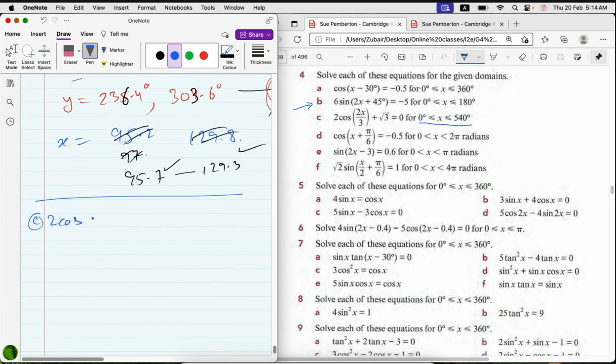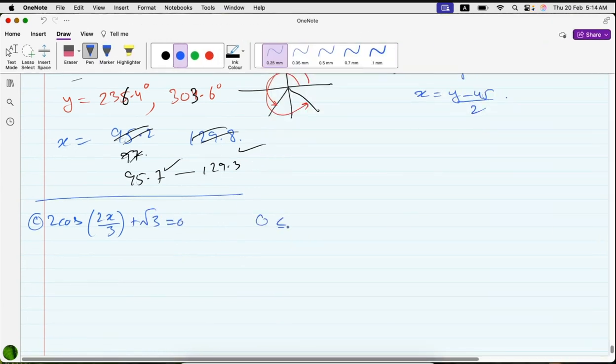C part says 2 cos of 2x over 3 plus square root 3 is equal to 0 from 0 to 540. 0 is less than or equal to x is less than or equal to 540. So if I change that into y, 2 cos y plus square root 3 is equal to 0. So I have to multiply it by 2 and divide by 3. 0 stays 0. 540 into 2 is 1080 by 3 is 360. So I'm solving for y from 0 to 360.